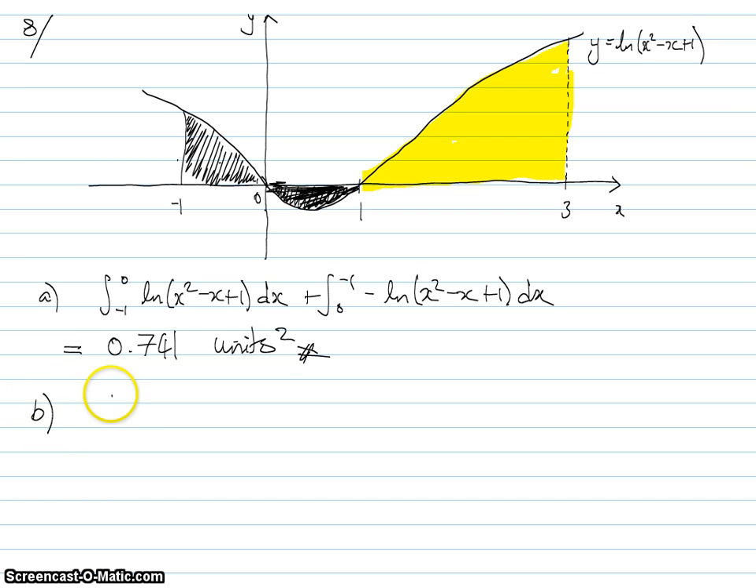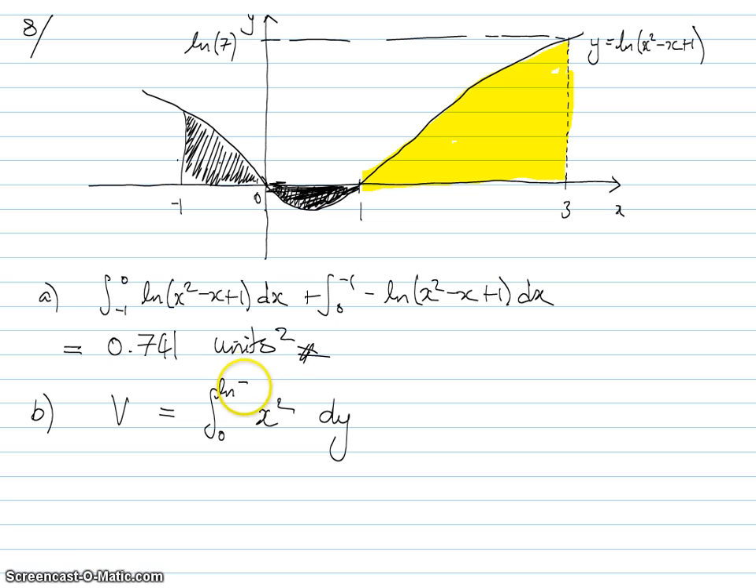Our volume is going to be the integral from whatever our bounds are of x squared dy, because we're rotating around the y-axis. What will our bounds be? Well, the lower bound will certainly be 0 here, and the upper bound is going to be, if we substitute in 3 into this, 3 squared is 9, minus 3 is 6, plus 1 is 7. So this is ln 7. So our bounds are 0 and ln 7.